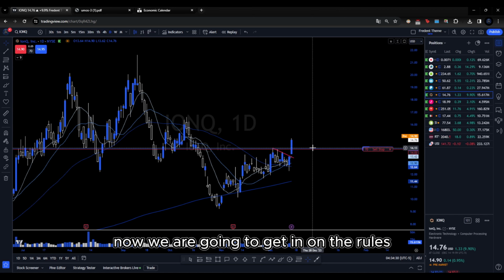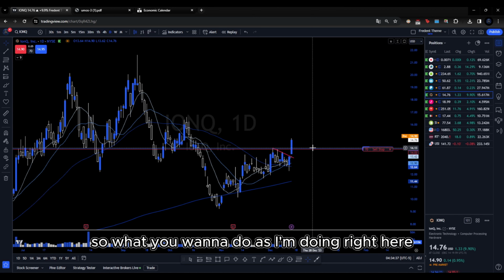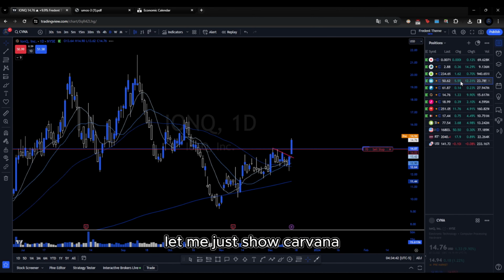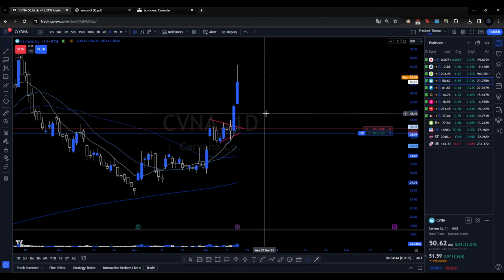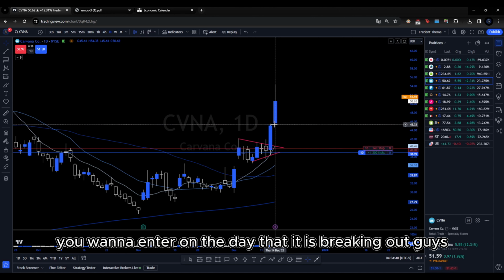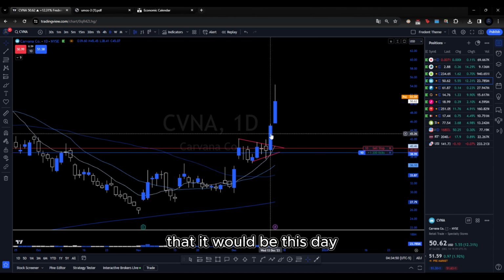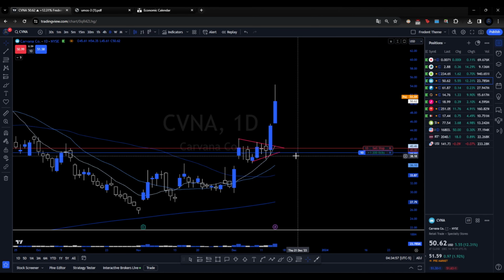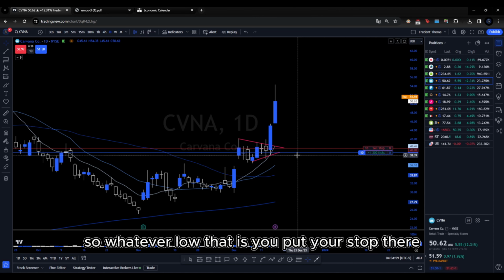Now, we are going to get into the rules. How do I enter these types of setups? So, what you want to do, as I'm doing right here, let me just show you Carvana. In general, you want to enter on the day that it is breaking out, guys. So that would be this day, December 13th, right? And you want to have your stop at the low of day. So whatever low that is, you put your stop there.